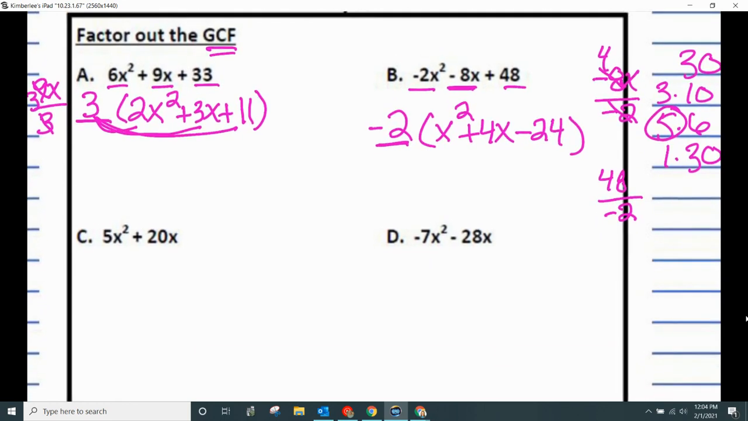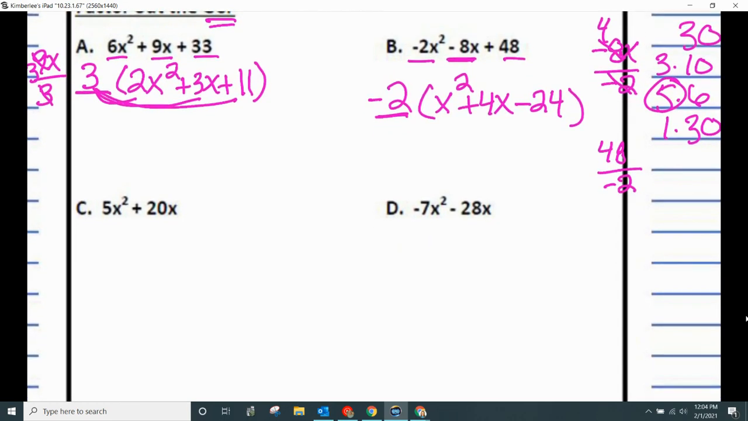Now, sometimes I'm going to do C with you as well. I'm looking and I say, okay, I have 5x squared and 20x. Remember, I'm looking for that number or that term that I could actually undistribute. It's actually a term. Okay, well, I can see I could divide 5 by 5 and 20 by 5. Boom, it must be 5. Yes, it is 5. But what else is common between 5x squared and 20x? What else do you see sitting there?